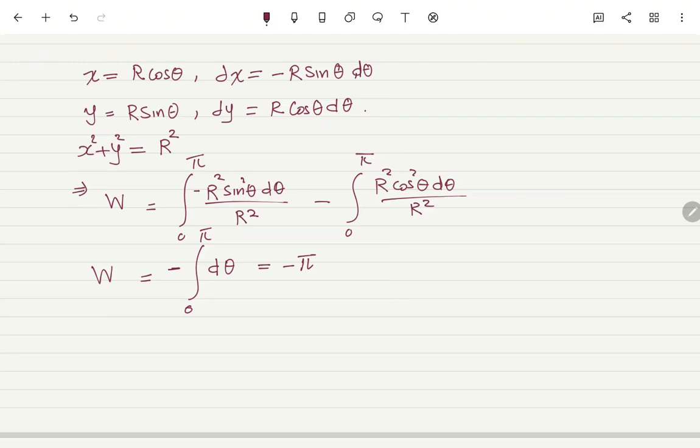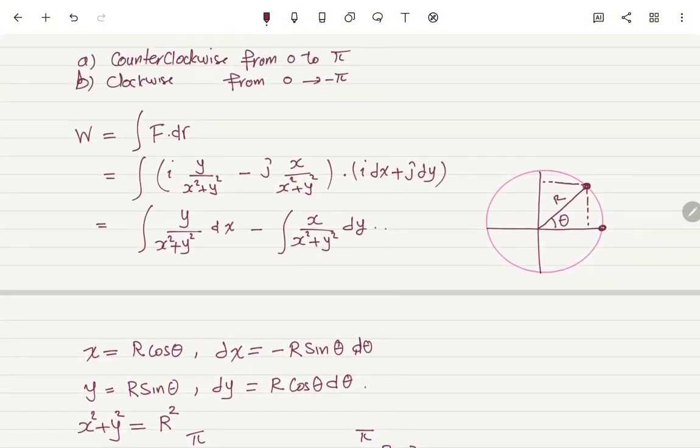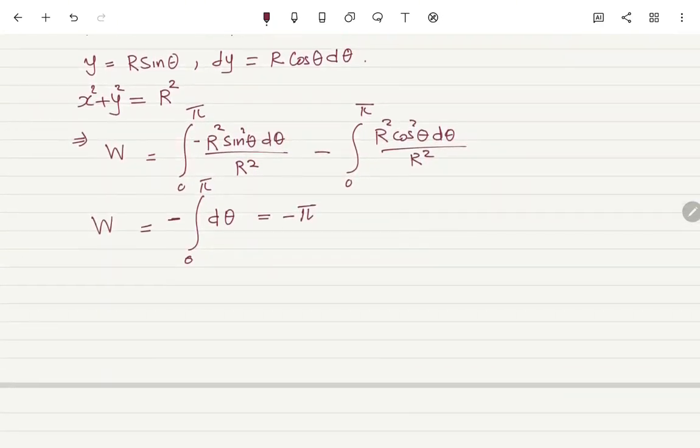Now for the second case, clockwise from 0 to minus pi, we will follow the same procedure. Nothing will change from this here, but the limits of the integral. So work equal to integration from 0 to minus pi of minus d theta, which equals integration from 0 to pi of this one here, d theta, and this equals pi.